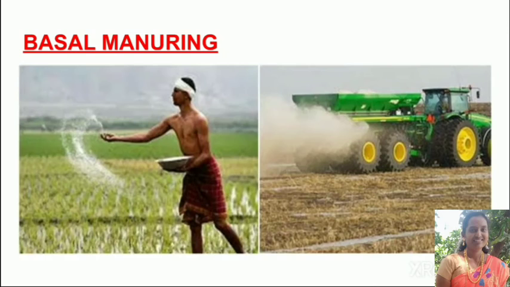Next one is basal manuring. Manuring means adding manure, that is, adding manure to the soil. Manure contains many nutrients. This manure is added to the soil before sowing because it gets properly incorporated into the soil. So this is about the preparation of soil.